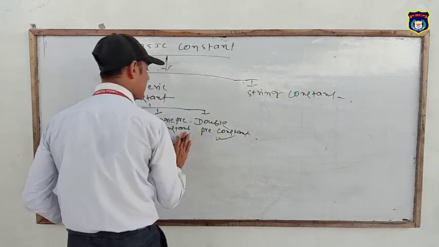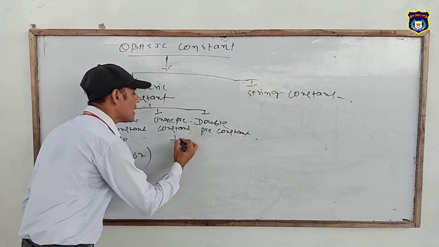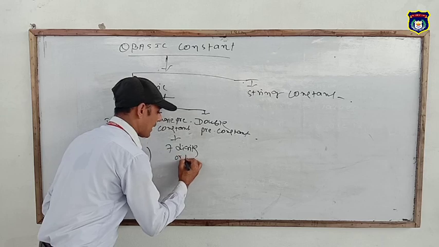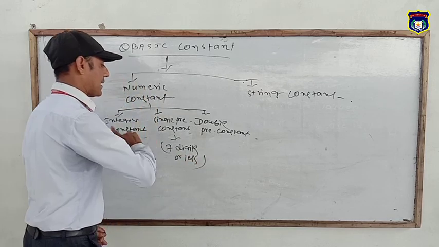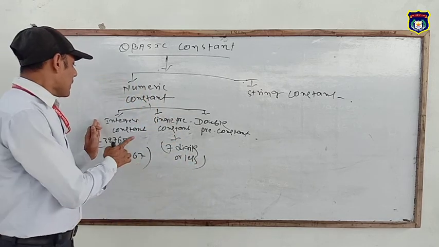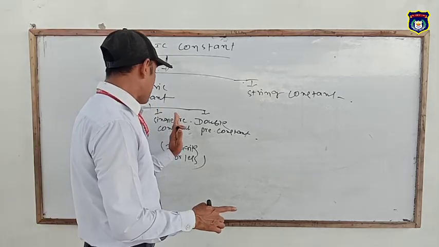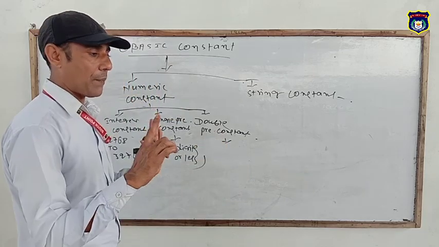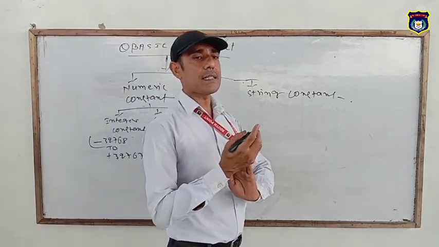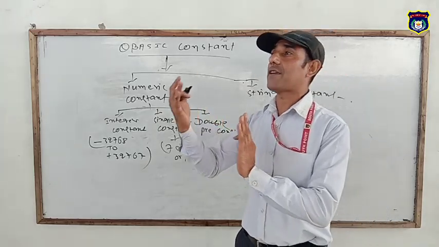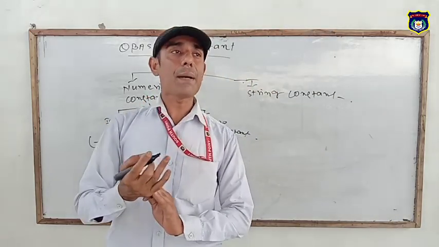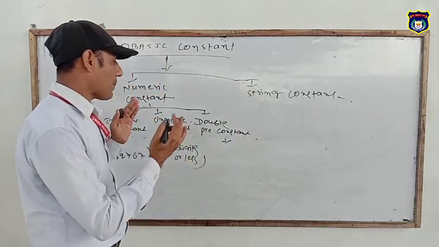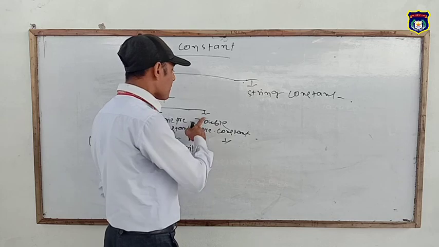And for single precision constants, all the numbers made up of 7 digits or less are called single precision constants. The integer variable stores the integer constant, the single precision variable stores the single precision constant, and the double precision variable stores the double precision constant. What are examples of double precision constants? Like telephone numbers, mobile numbers, fax numbers, PAN numbers, those numbers which are very large, long numbers, are called double precision constants.